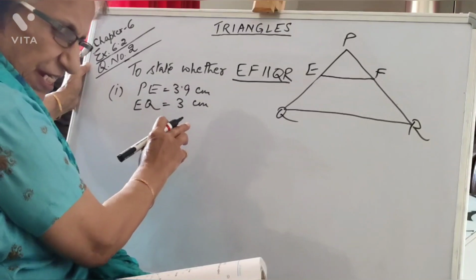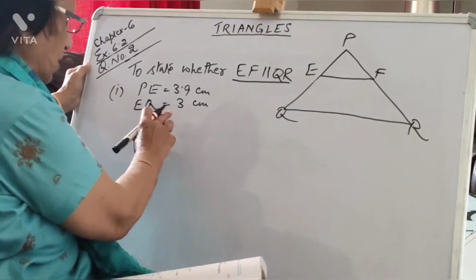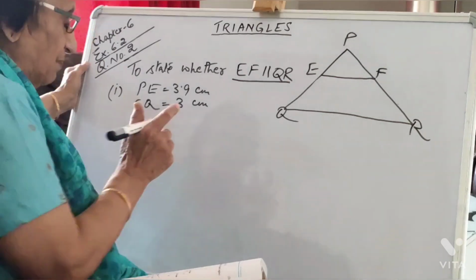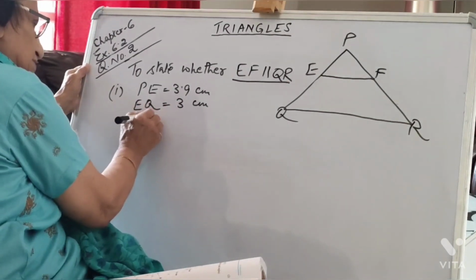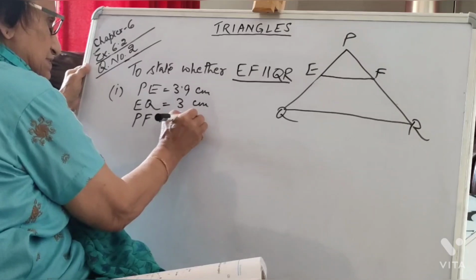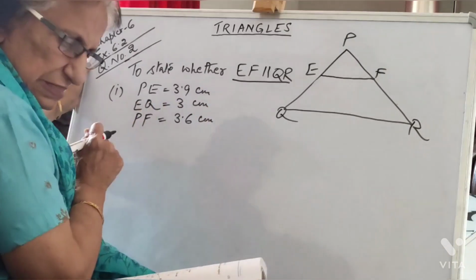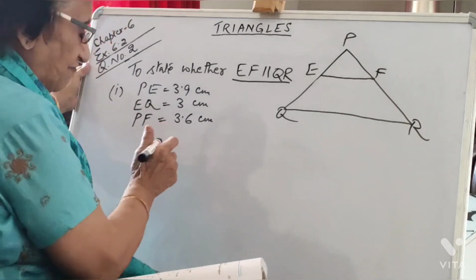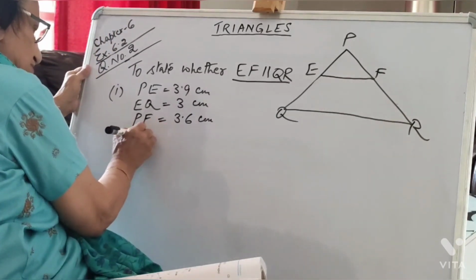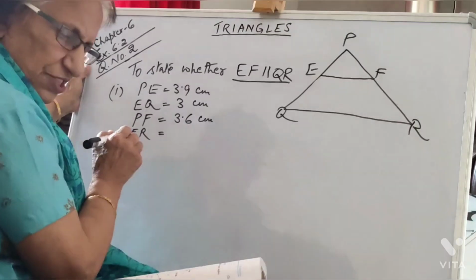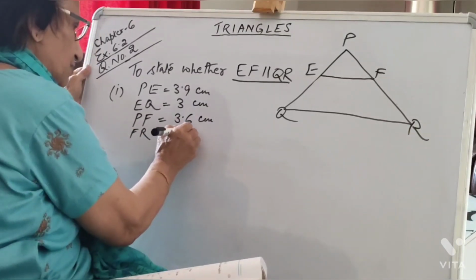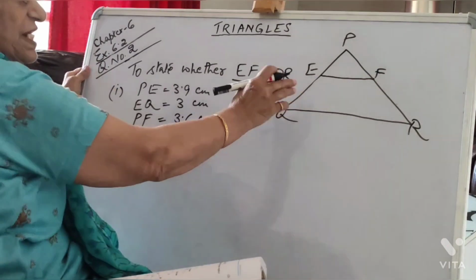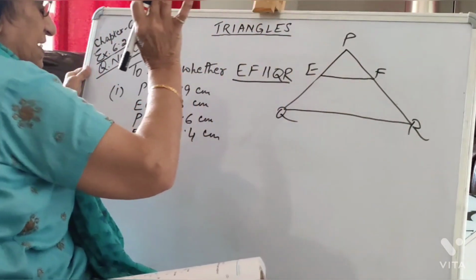PE 3.9, EQ 3, PF 3.6, and FR is equal to 2.4. और हमने ये प्रूव करना है कि क्या ये लाइन इसके पैरेलल है या नहीं है.